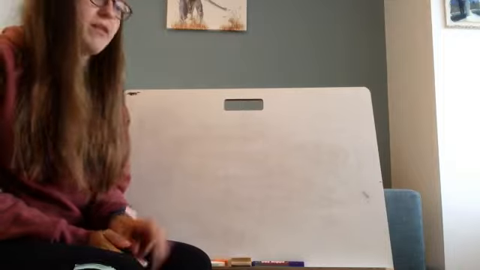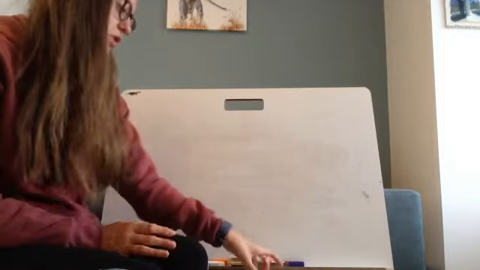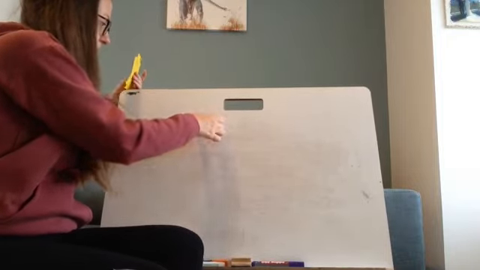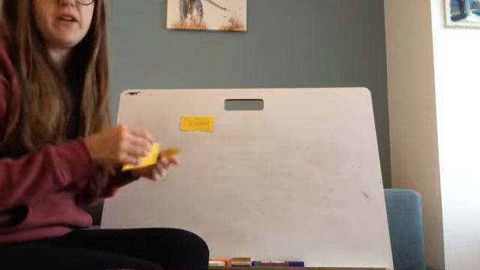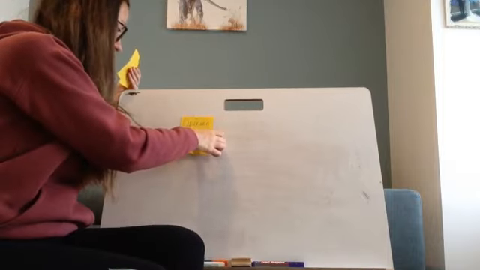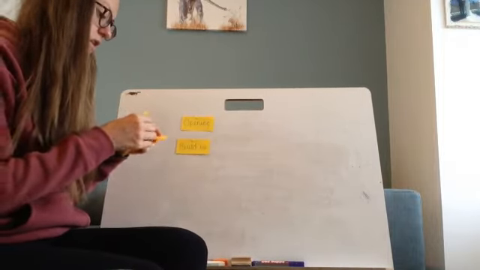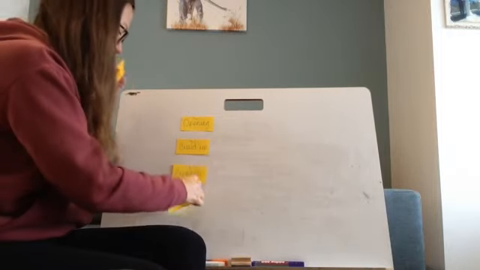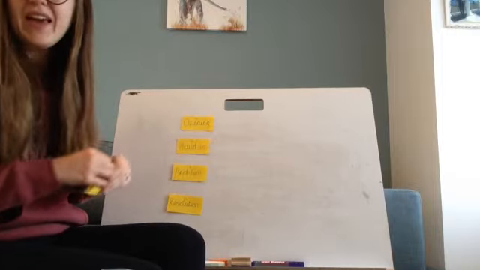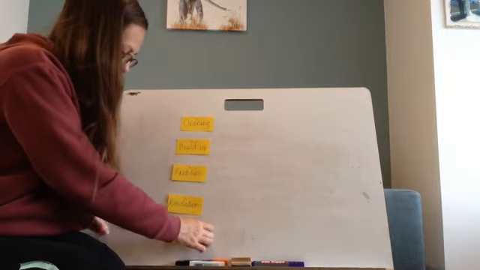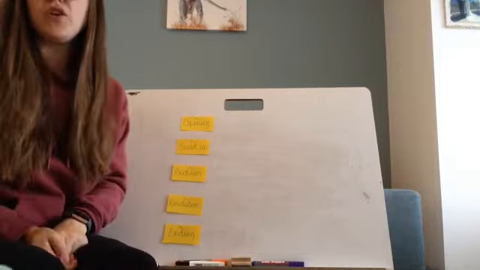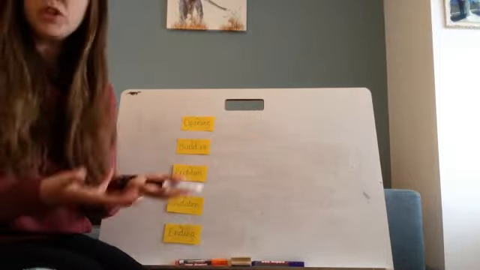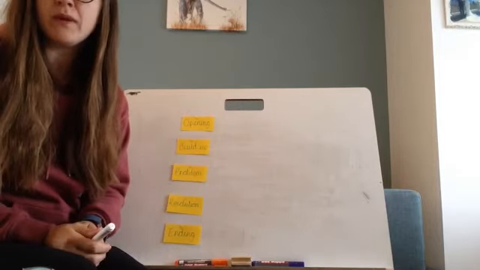So I'm going to think about the five parts of my narrative. So I know that at the very beginning, I need an opening. After the opening of my story, I'm going to have the build-up. Then we have our problem. We have the resolution, and finally we have the ending. So thinking first of all about my opening, I know I need to introduce my character and I need to introduce my setting.